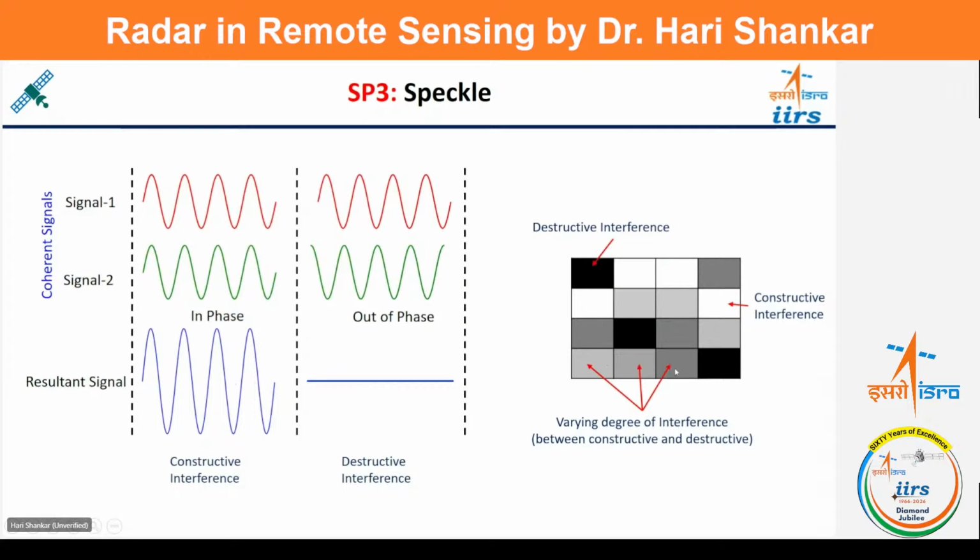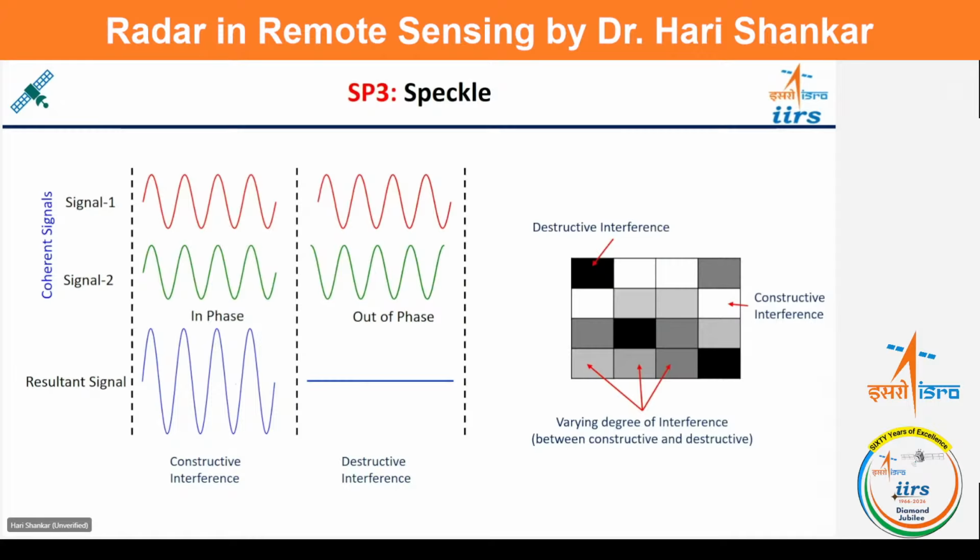Like this one, this is not perfectly black or perfectly white, but some other color is there. It means this is not purely constructive, not purely destructive, but some other phase difference is there because of the signals. That's why the color of this particular pixel is not black or white. This is something else. So varying degrees of interference are happening over each and every pixel, but the destructive and the constructive pixels are clearly visible in the images.